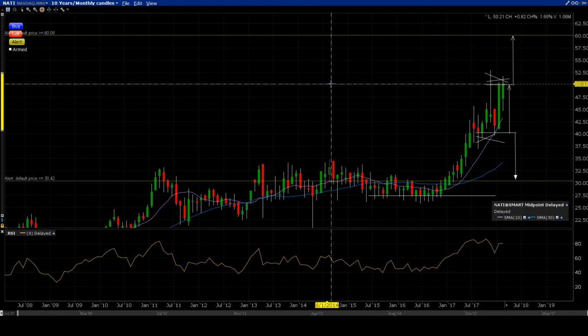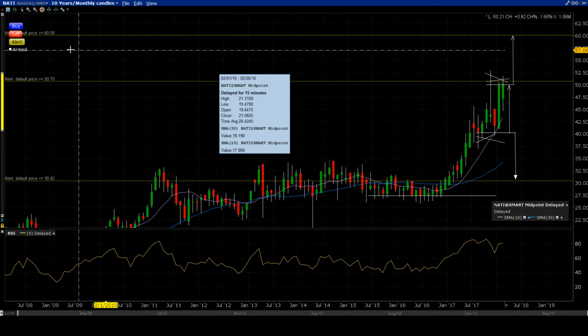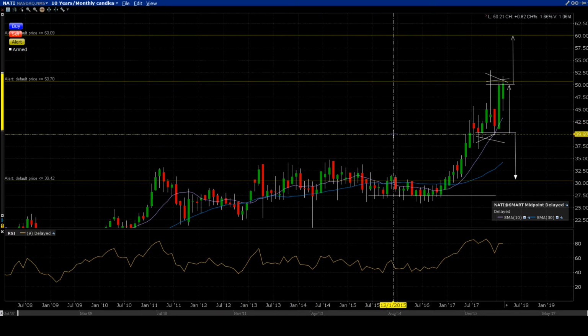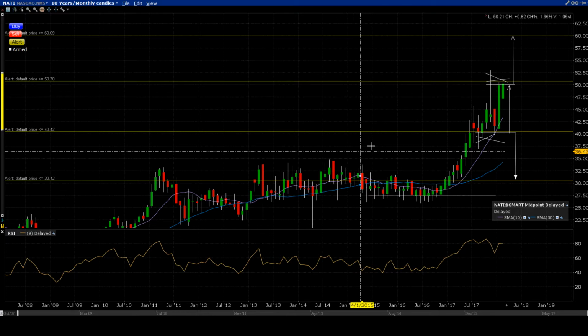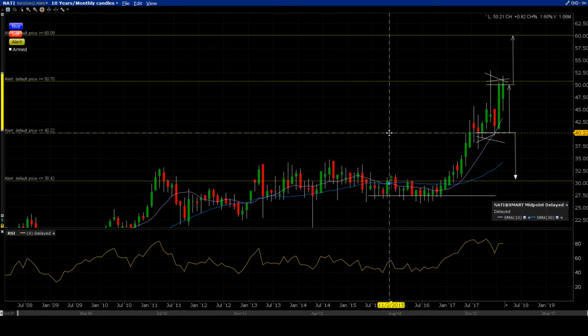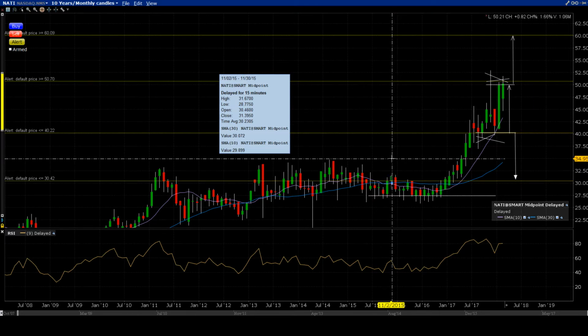I'm going to set an alert just above here. See if it continues to go up. Right here for the breakdown around the 40 level. And that looks good for Nati.